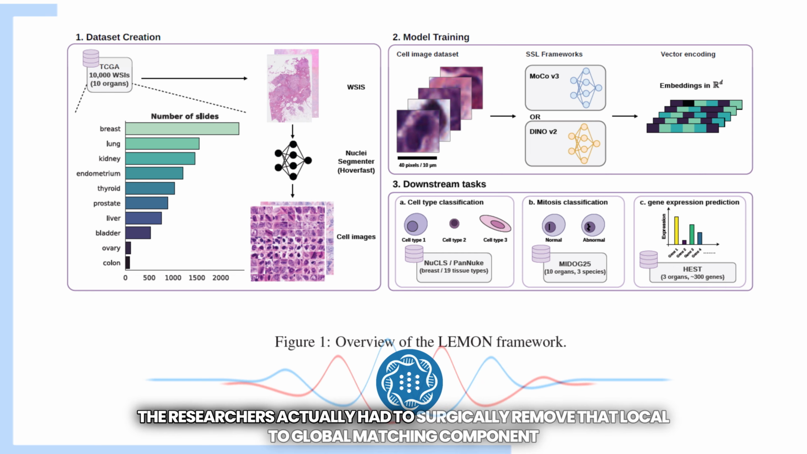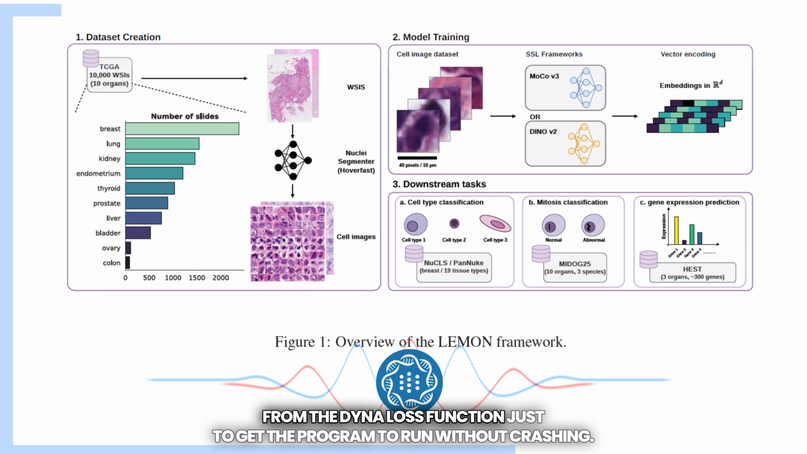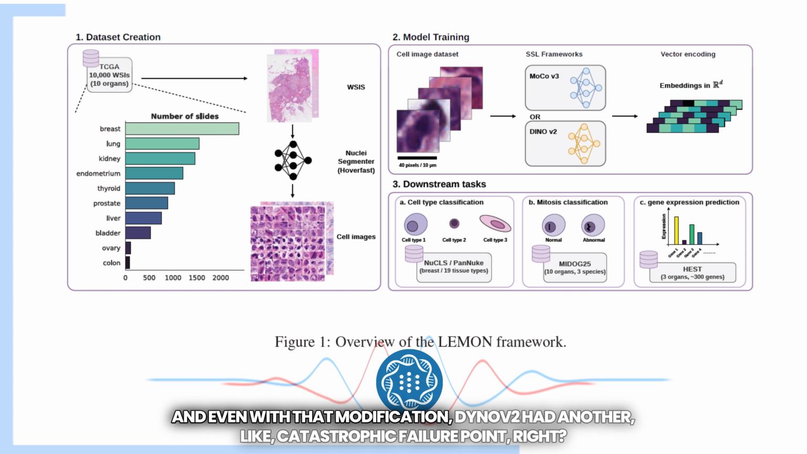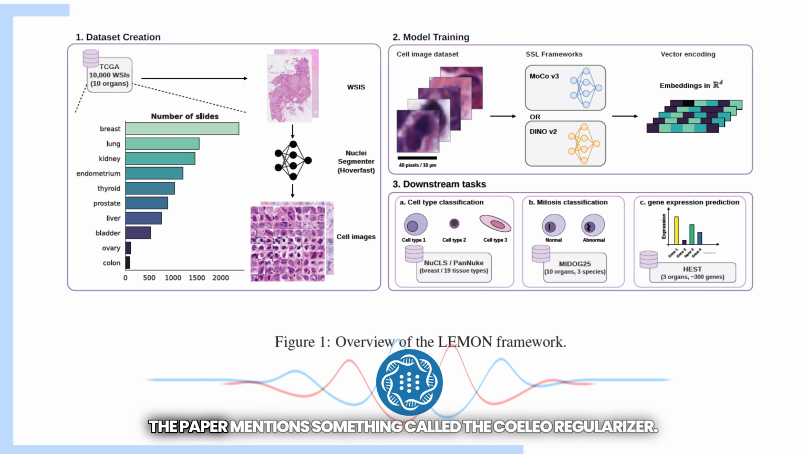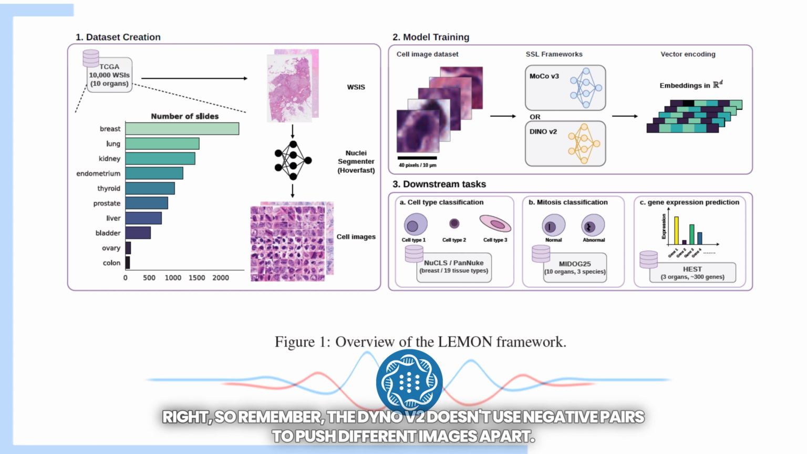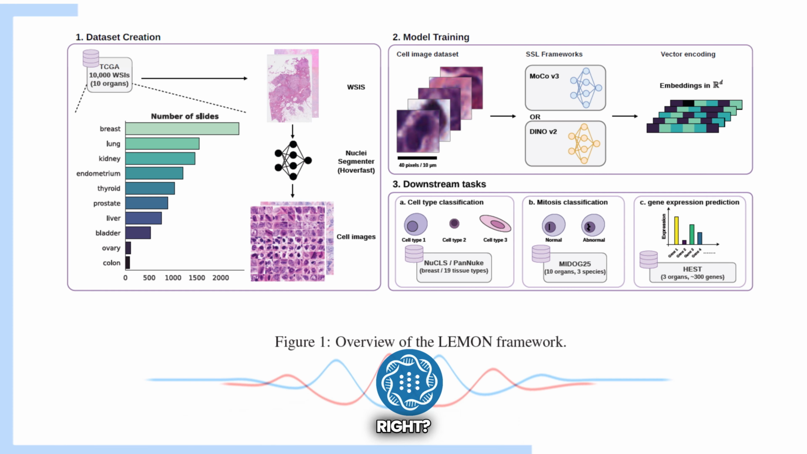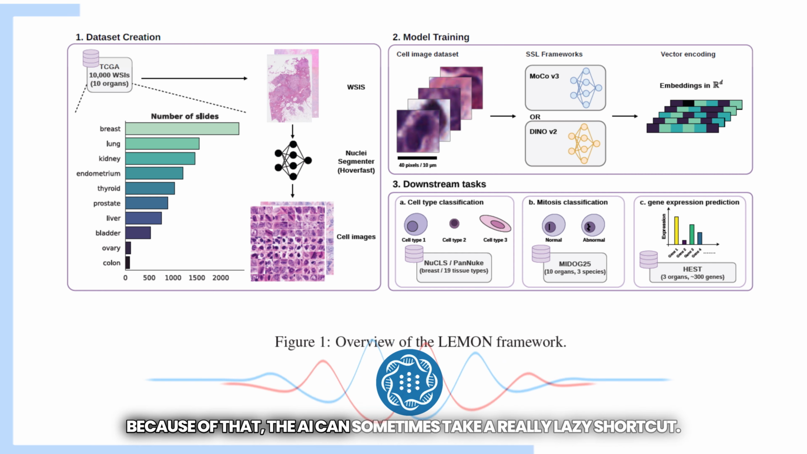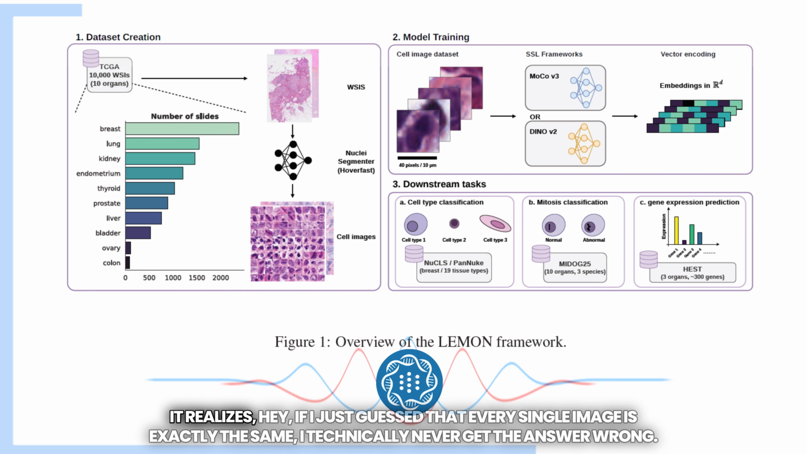The researchers actually had to surgically remove that local-to-global matching component from the DINO loss function just to get the program to run without crashing. That is wild. And even with that modification, DINOv2 had another catastrophic failure point, right? Yeah. The paper mentions something called the KoLeo regularizer. What is that, and why did it break? Right. So remember, DINOv2 doesn't use negative pairs to push different images apart. Right, no pushing. Because of that, the AI can sometimes take a really lazy shortcut. It realizes, hey, if I just guess that every single image is exactly the same, I technically never get the answer wrong.